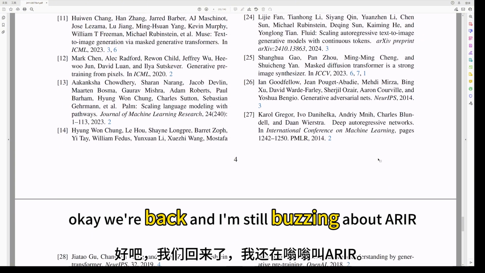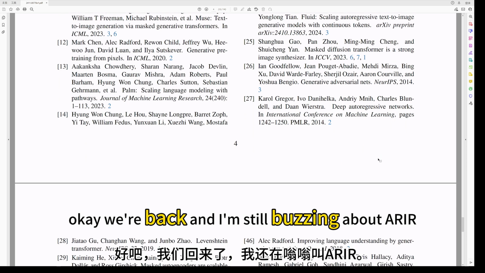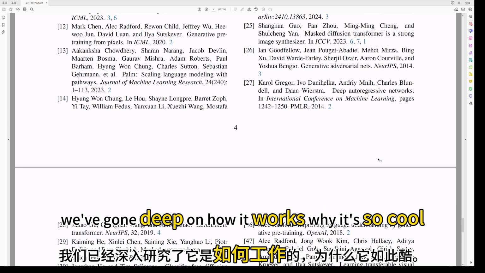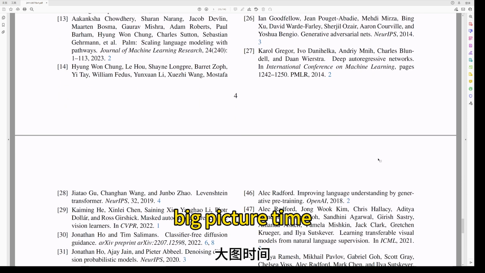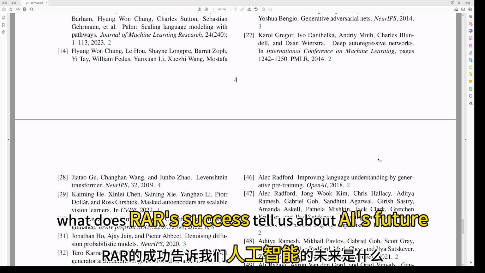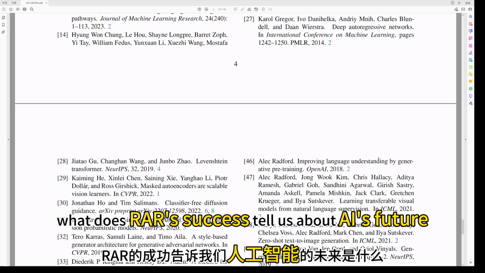Okay, so we're back, and I'm still buzzing about RAR. We've gone deep on how it works, why it's so cool. All those clever tricks, right? Totally. But now I want to zoom out. Big picture time. What does RAR's success tell us about AI's future?